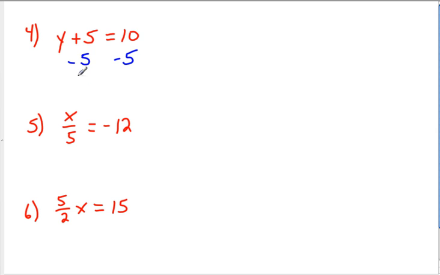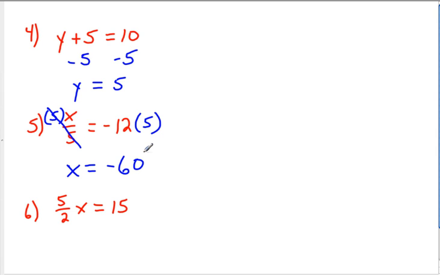Alright, moving on, we have this addition, so we're going to use the subtraction property of equality, and that allows us to subtract the same thing from both sides, giving us y equals 5. This was an easy one, obviously, to do in your head. 5 plus 5 is 10. Here, using the multiplication property of equality, if we multiply both sides by 5, the 5's would cancel on this side, leaving x equal to negative 60.